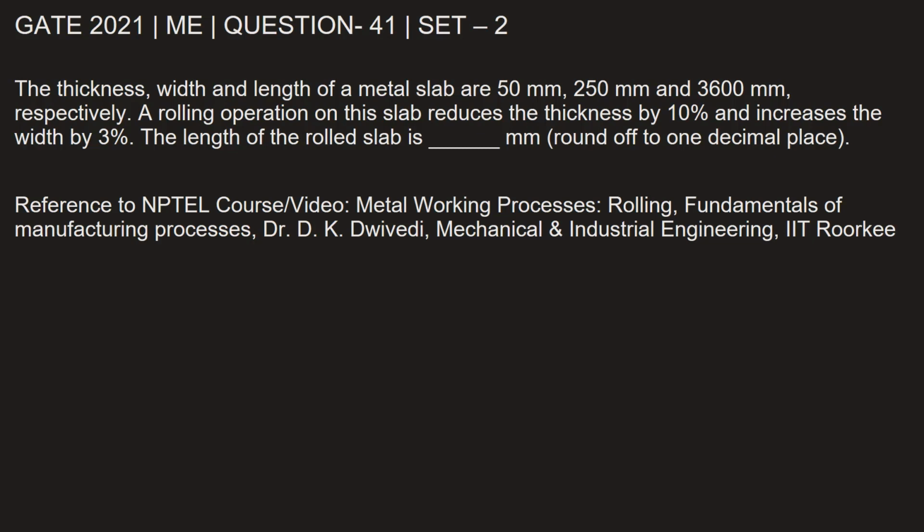This question is from GATE 2021 Mechanical Engineering paper set 2, question number 41. The thickness, width and length of a metal slab are 50 mm, 250 mm and 3600 mm respectively. The rolling operation on this slab reduces the thickness by 10% and increases the width by 3%. The length of the rolled slab is dash millimeters.